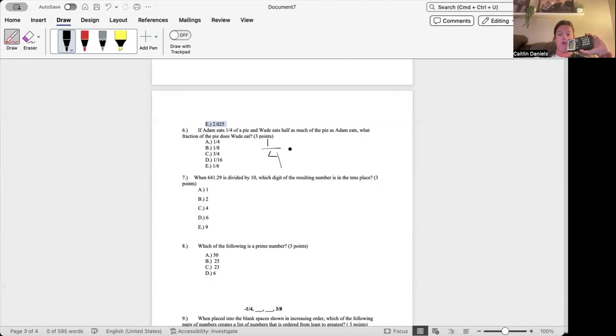So we're going to multiply because we're trying to figure out how much fraction of the pie Wade eats. We're going to multiply those two fractions together. And across the top, we are going to do 1 times 1 is 1. 4 times 2 is 8. We are multiplying the numerators, and then we multiply the denominators, and that gives us 1/8, which is option B.